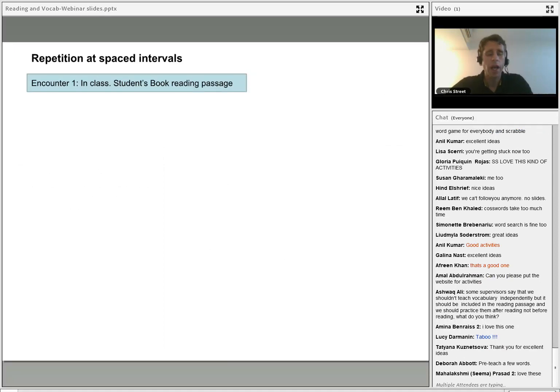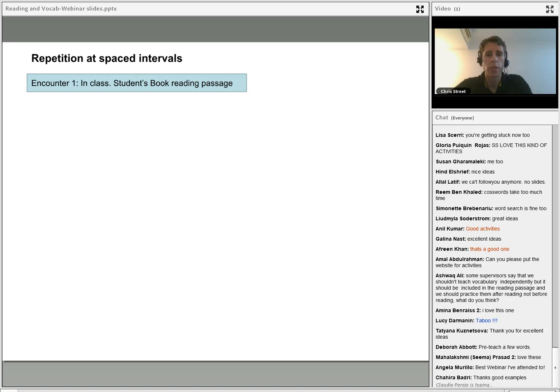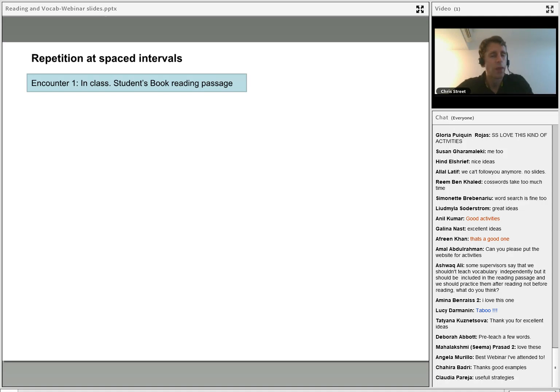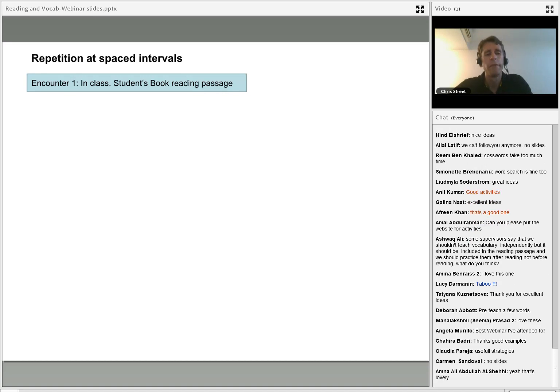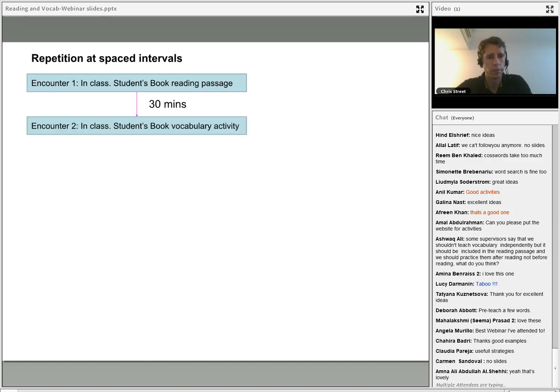Okay, now finally, I mentioned earlier about how important recycling at spaced intervals is. So I thought I'd just give you a quick example of how this might work in practice. Now the timings here are just a suggestion, but hopefully this will give you a little bit of an idea before we finish about this idea of spaced intervals. So for example, the first encounter with a word might be in the student book reading passage.